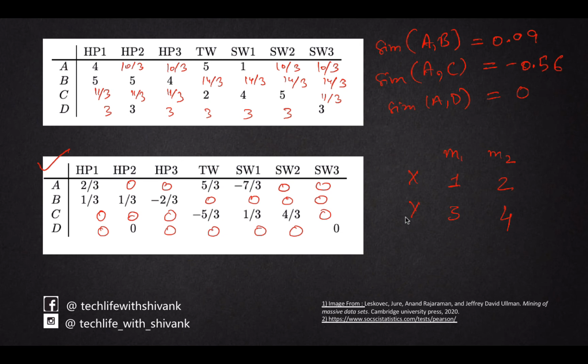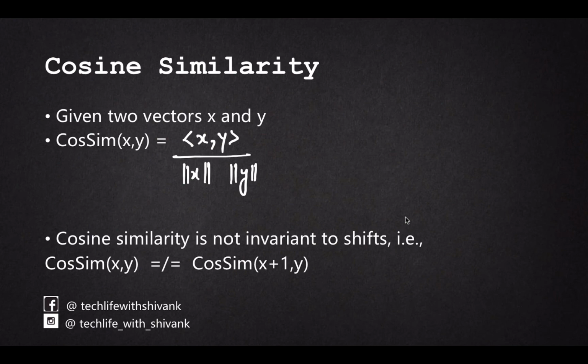So the only user we have somewhat similar to user A is user B, and we can simply take the rating of B as the rating of A, which is 4. So if we take the weighted average, we will simply be dividing by 0.09 and multiplying by 0.09, which will give us the rating of 4. Of course, this is a toy example, and in reality we would have many more users similar to A to take the weighted average.